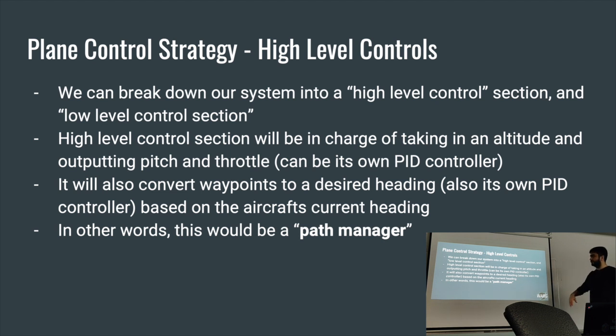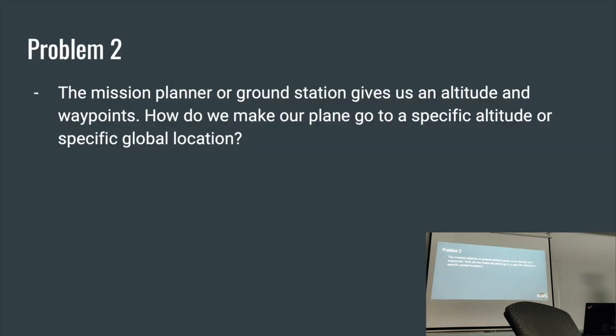And we can classify all of this high-level control stuff and call it our path manager, right? Because the input to this path manager is an altitude and a series of waypoints, and what it generates for us is a set of pitch angles that we need to go to, the throttle that we need to get to, as well as the heading that we need to get to. So that's how we solve problem two, right?